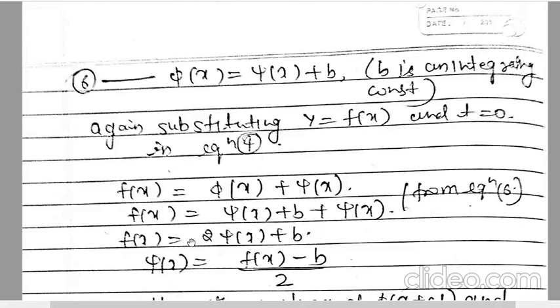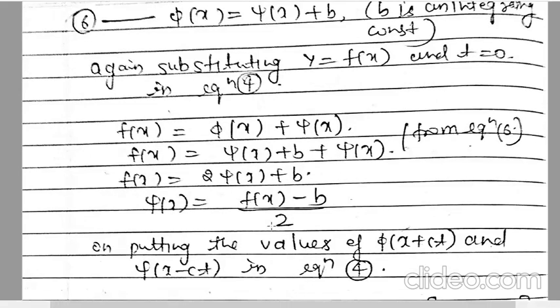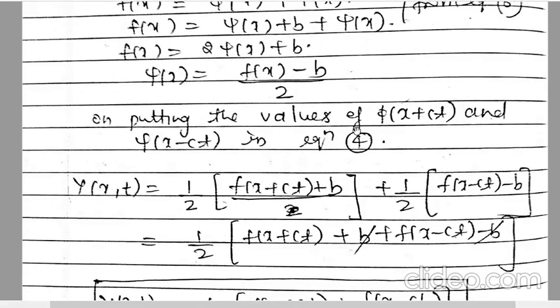So we need to calculate psi x from here. Psi x is equal to (f(x) - b)/2, right? Now, if we are getting psi x, that means we can calculate phi x from here. So phi x will be (f(x) + b)/2, right? Now, putting the values of phi and psi in equation 4.